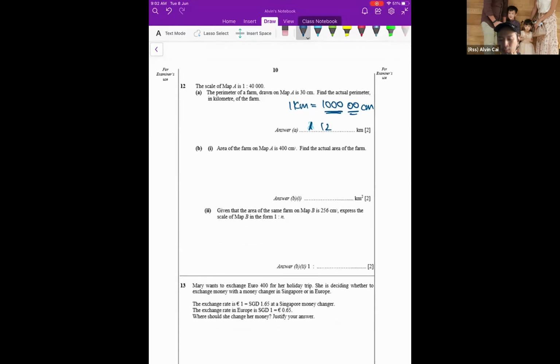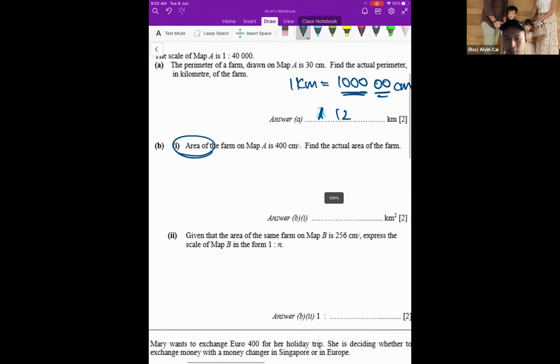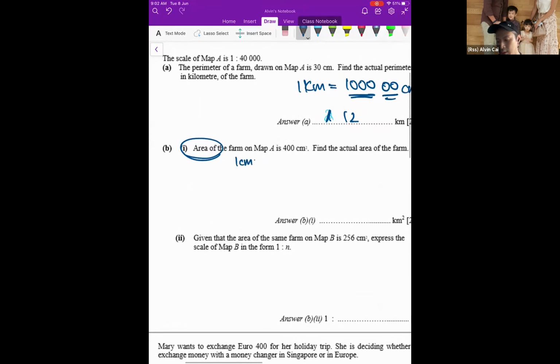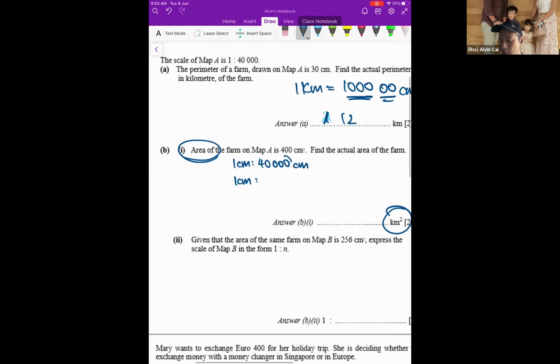So second question, B part 1. Always remember whenever you see the area, we always convert to the area ratio. When we convert to area ratio, one thing that is good to have is to use the unit that they are asking for. So the original unit is this. I convert to kilometers first because that's what they wanted. So 1 cm, when I convert to kilometers, moving 5 places, becomes 0.4 kilometers.